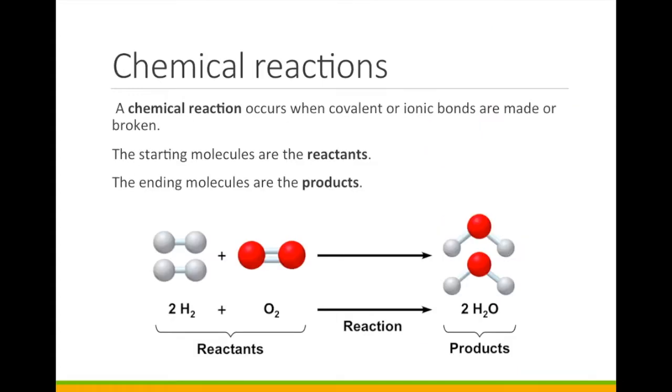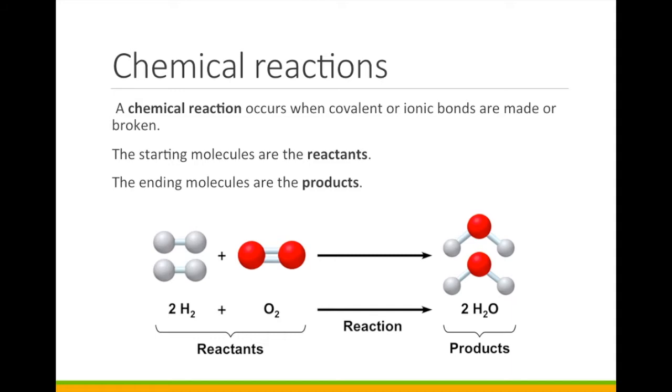Reactions occur whenever ionic or covalent bonds are broken or made. An example is the reaction of hydrogen gas and oxygen gas to make water. On the left of the arrow are 2 molecules of H2 and 1 molecule of O2. The bonds between these molecules are broken, and 2 water molecules are formed with new bonds.